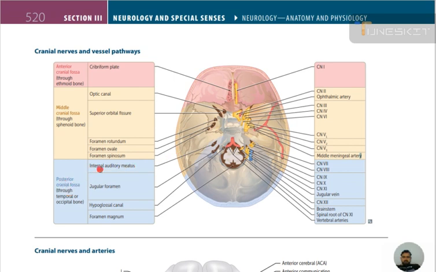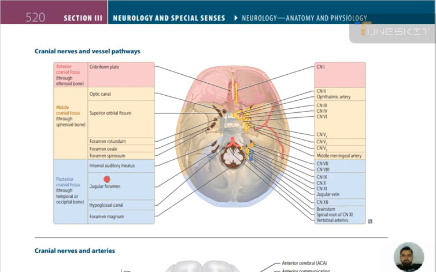Then the posterior cranial fossa, internal auditory meatus. Auditory means something related to our hearing. So cranial nerve 7 and cranial nerve 8 pass. The vestibular nerve, from vestibular nerve you can understand the structures which are part of the middle ear, which we call vestibulocochlear structures in the vestibulocochlear nerve, and cranial nerve 7, so you should remember it too.